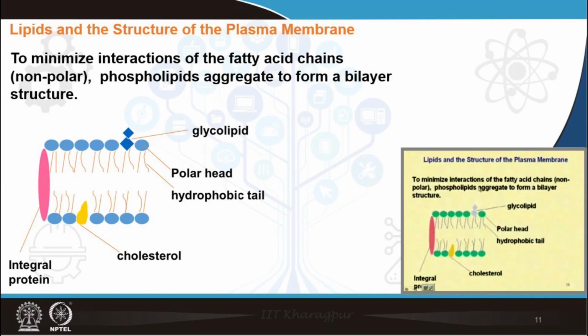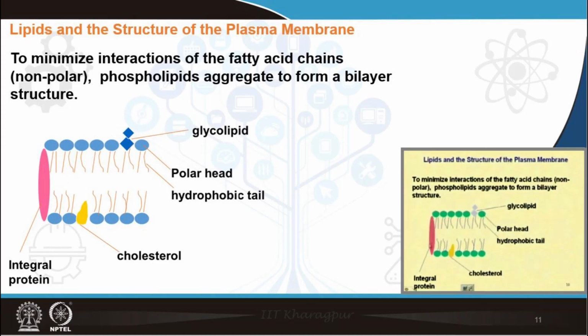So we know that we have the formation of our lipid bilayer. We have here now a glycolipid. What is a glycolipid? Something that has a sugar attached to it. All the green spheres are polar heads. All the blue lines here are hydrophobic tails. In here we have cholesterol. Now this cholesterol is there to impart some fluidity to the membrane so that it does not be rigid.